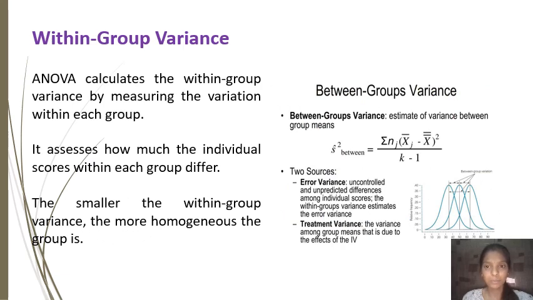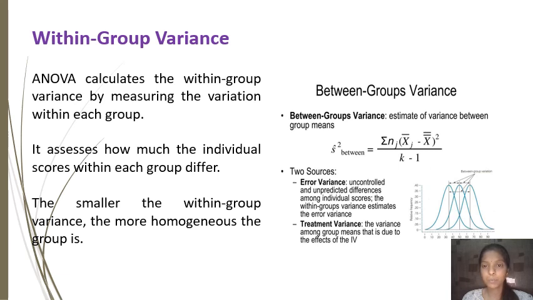Next is within group variance. ANOVA calculates the within group variance by measuring the variation within each group. It assesses how much the individual scores within each group differ. The smaller the within group variance, the more homogeneous the group is.